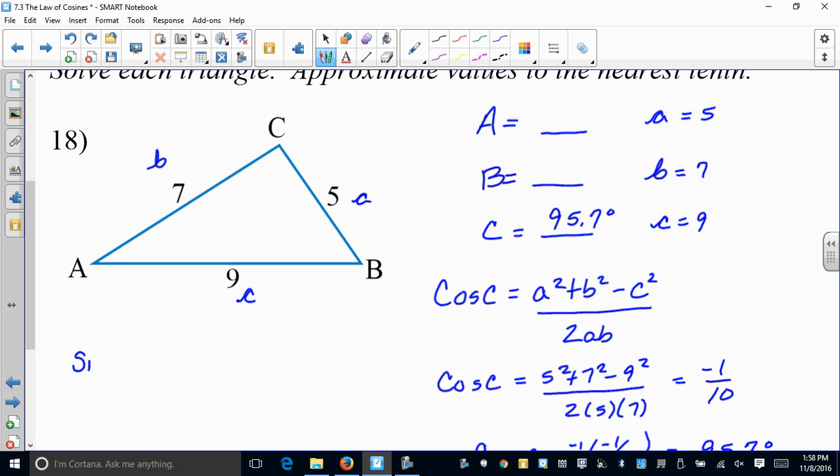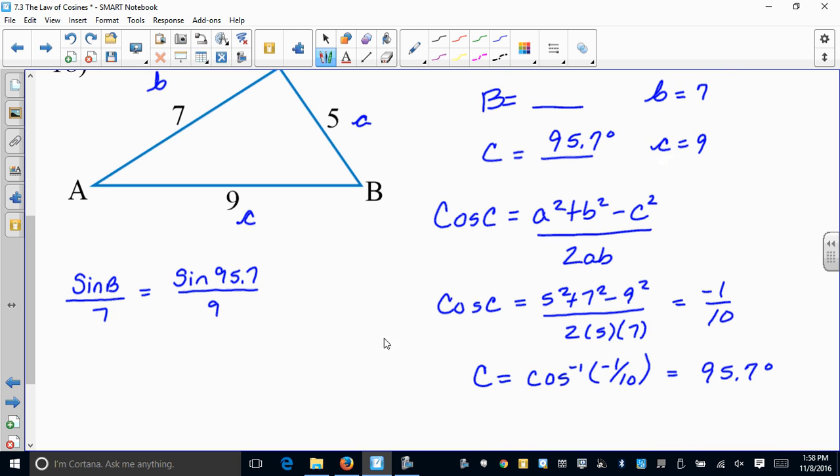So the sine of B over little b, which is 7, equals the sine of C, which is 95.7, over little c, which is 9. So we get sine of B equals 7 sine of 95.7 all over 9. So that into the calculator and you get 0.7739.